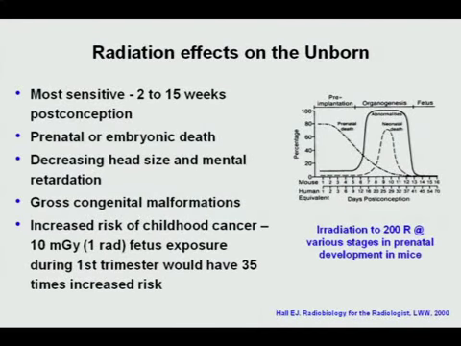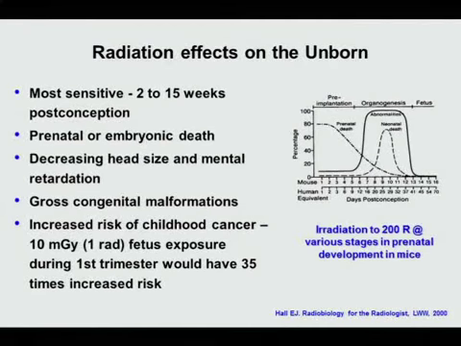Probably many of you have also seen this slide and have used it in teaching your residents, because the radiation effects on the unborn can be categorized and understood in different ways. One is, as most of you know, that the most sensitive part of the pregnancy is during the first trimester, that is, 2 to 15 weeks post-conception, for any type of effects. In terms of the radiation effects, in this chart, which is published in Eric Hall's book, the human equivalent pregnancies map quite nicely onto the mouse model.